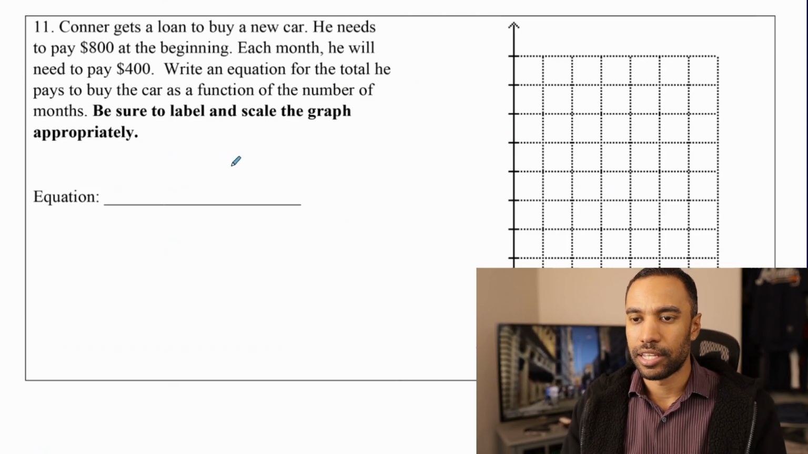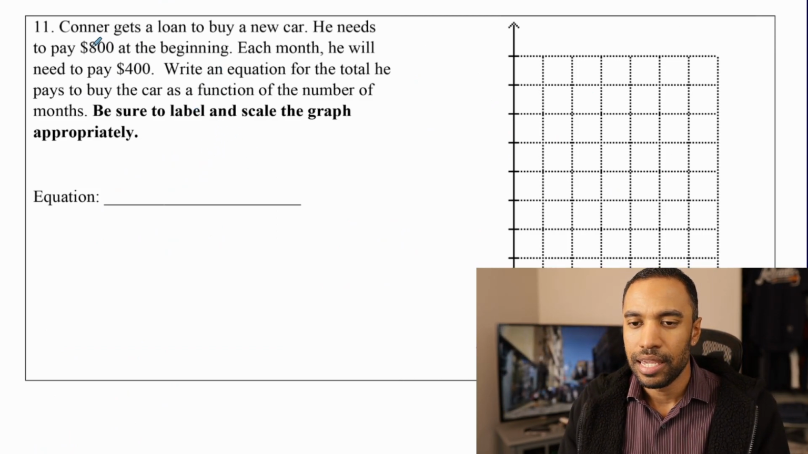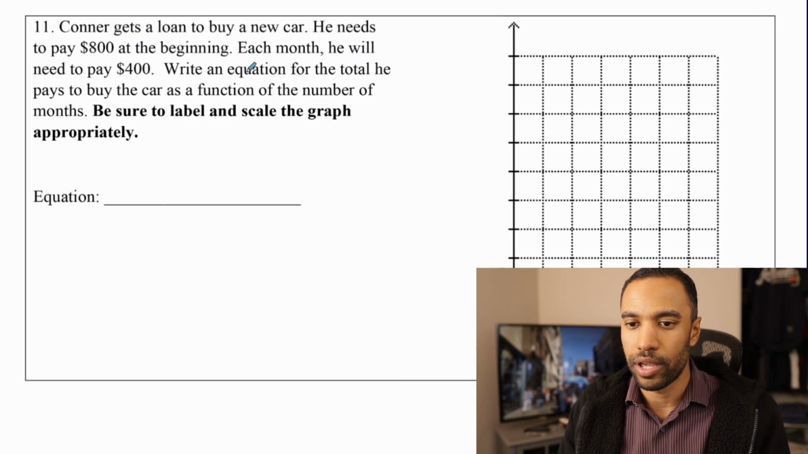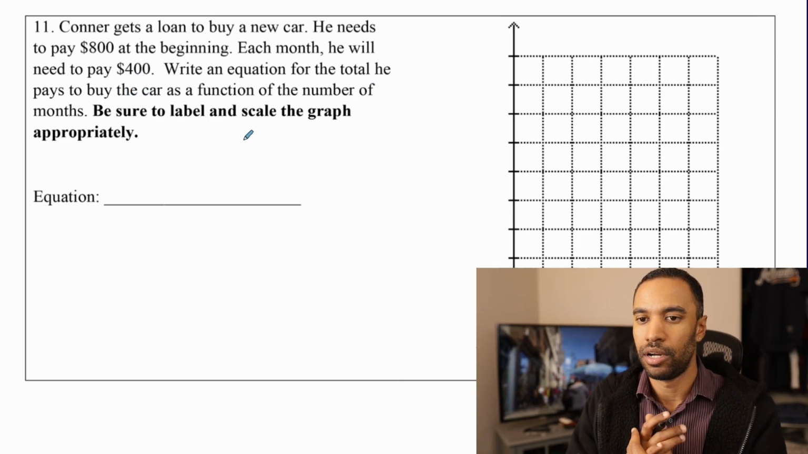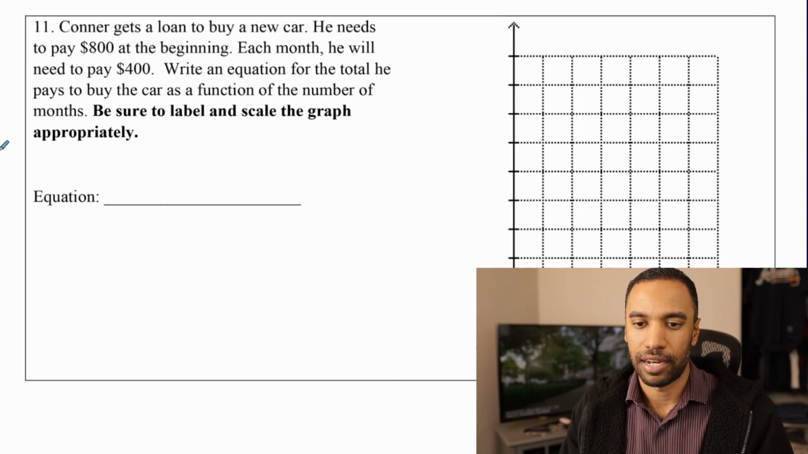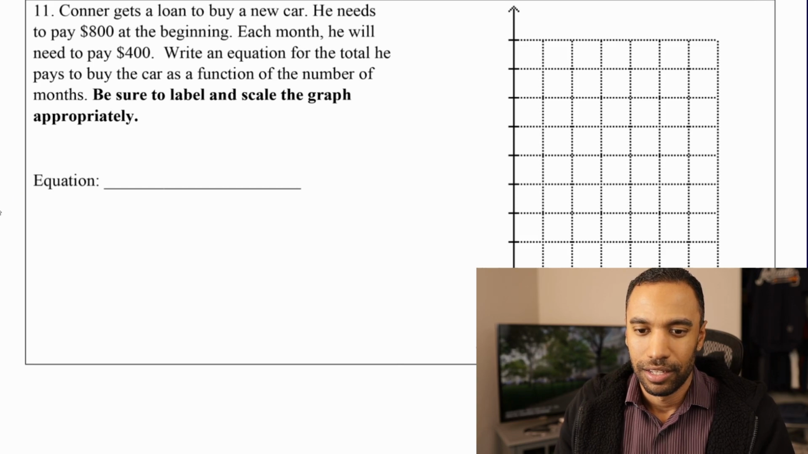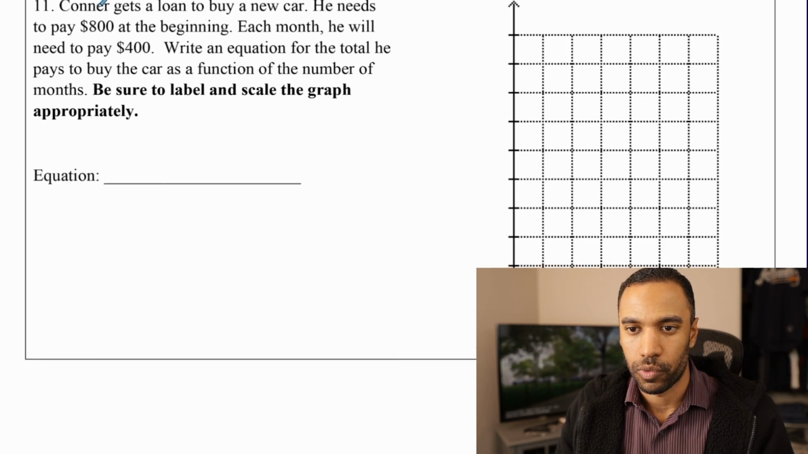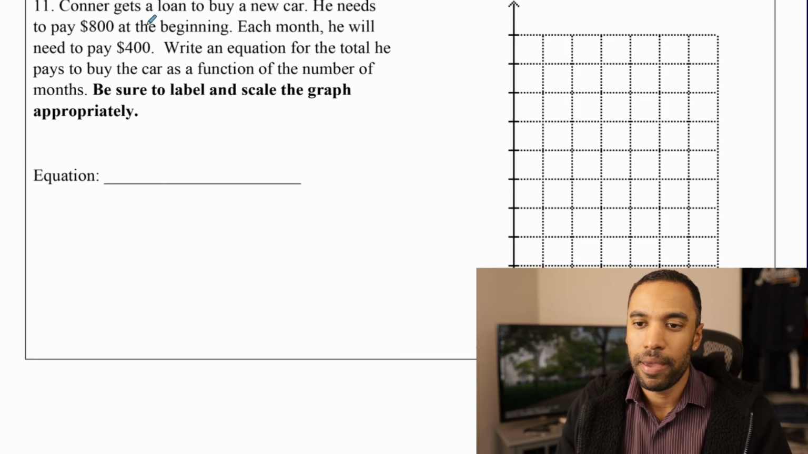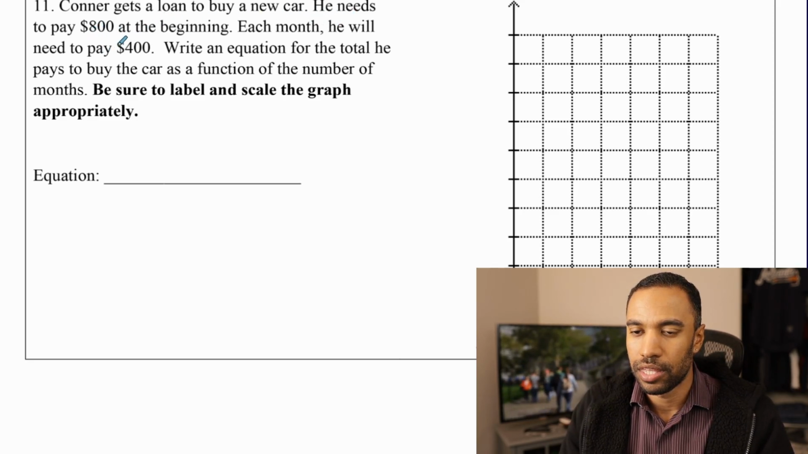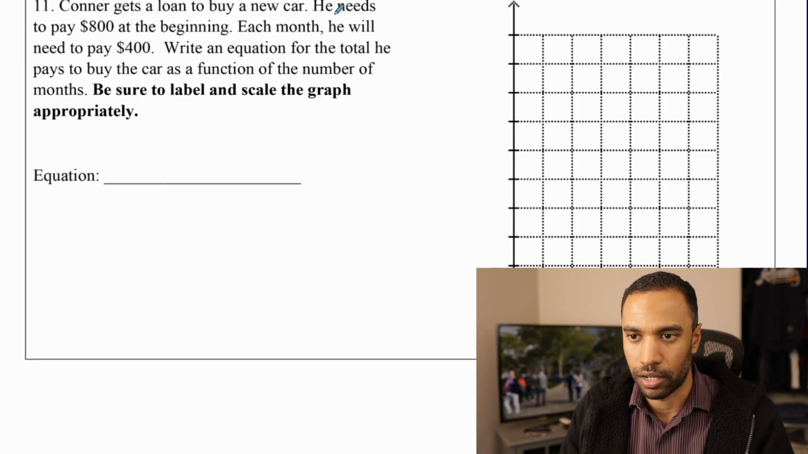Okay, number 11, Connor gets a loan to buy a new car. He needs to pay $800 at the beginning, and each month he will need to pay $400. Write an equation for the total he pays to buy the car as a function of the number of months. Okay, and I have a nice big graph to work with here. Normally I don't spell Connor that way. Normally it's with an O, but that's all right. He needs to pay $800 at the beginning, and then each month he will need to pay $400.